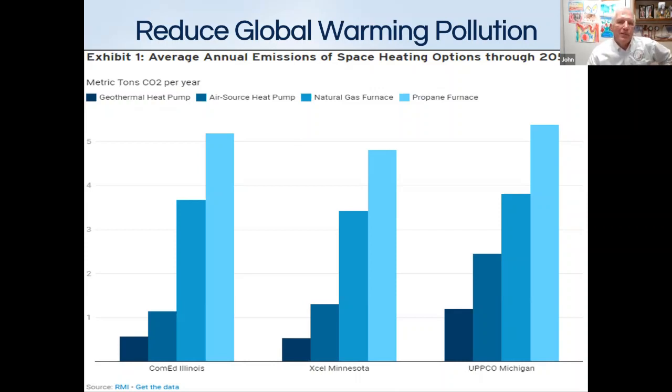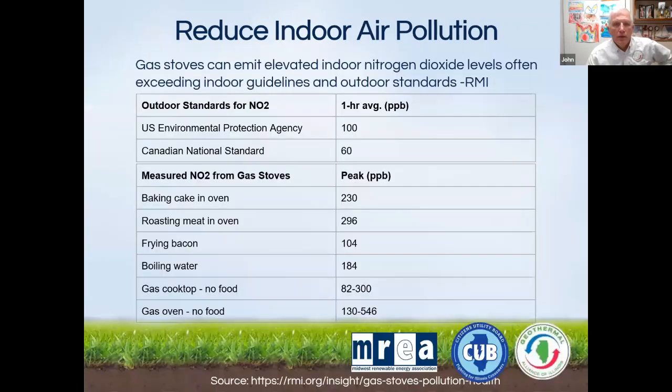And the only way we can do that with residential homes, which are responsible for 30-some percent of the climate pollutants, the only way we can get there is by decarbonizing. And the best way is with geothermal, as we mentioned. So really important. Another environmental benefit is reducing indoor air pollution.